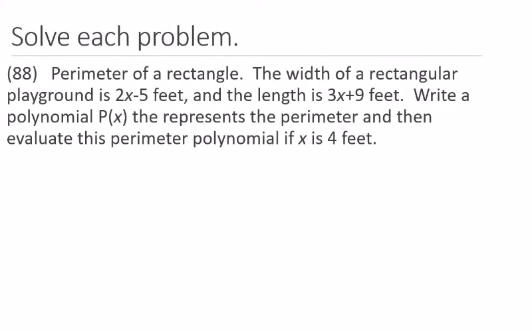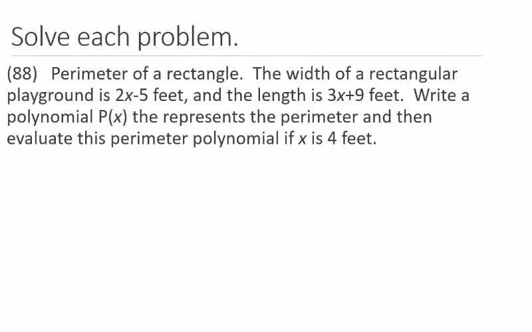All right, so let's look at some applications. So this one says the width of a rectangular playground is 2x minus 5 feet, and the length is 3x plus 9 feet. Write a polynomial p of x that represents the perimeter, and then evaluate the perimeter of the polynomial if x is 4 feet.